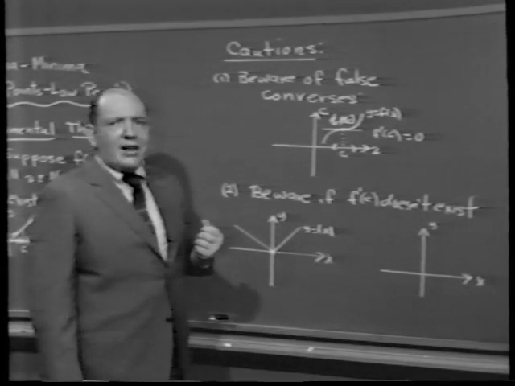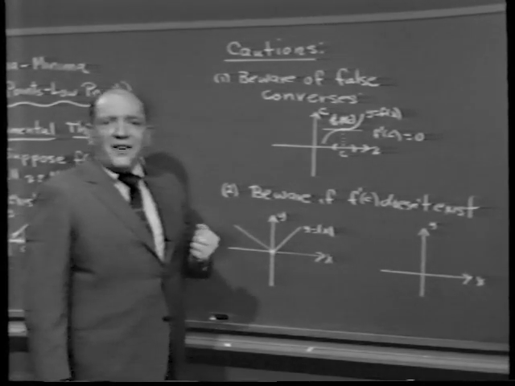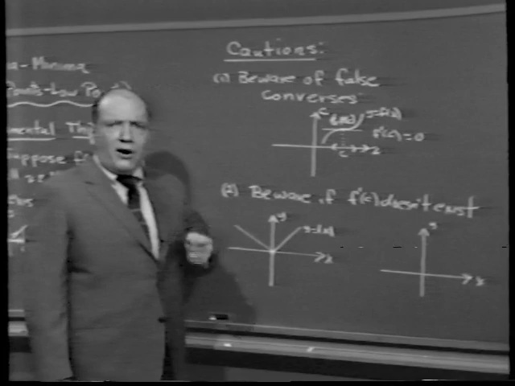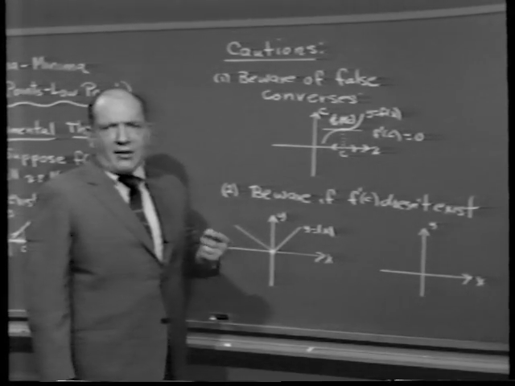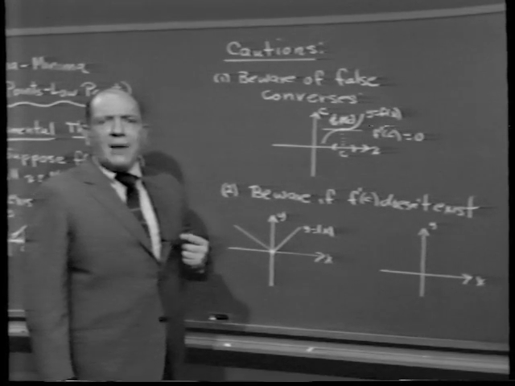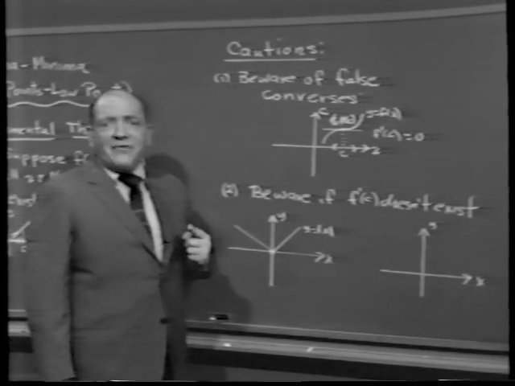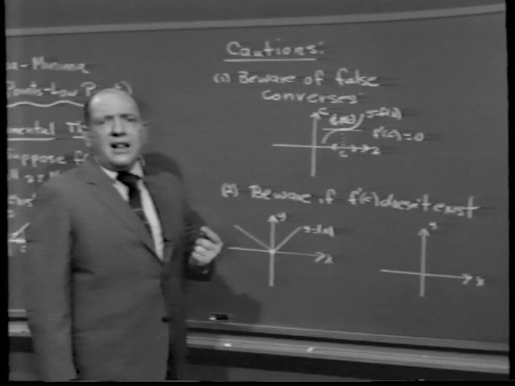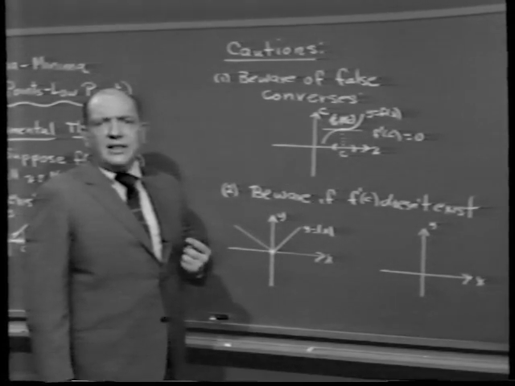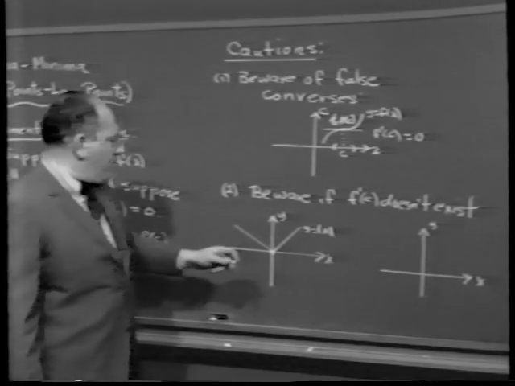The second point says, beware if f prime of c doesn't exist. All our theorem said is, look, if you have a relative high point or a relative low point, a relative max or a relative min, at x equals c, and if f prime of c exists, then f prime of c is 0. But who said that f prime of c has to exist? Again, let's look in terms of an example.